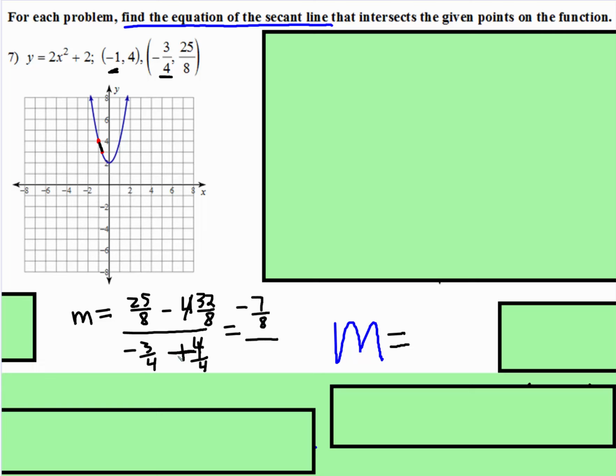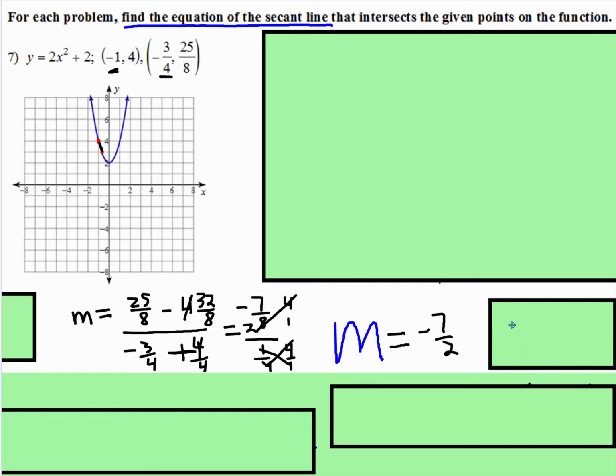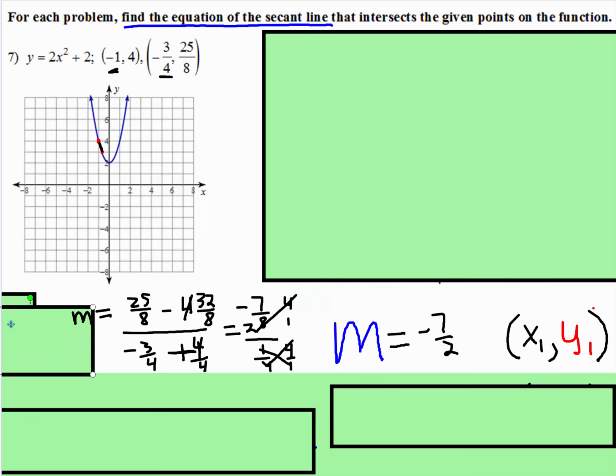And down here, -3/4 plus 4/4 is +1/4. Multiply both the numerator and the denominator by 4. Those cancel. That cancels to 2. Slope is -7/2. Boom, we're done with slope. Then you're going to take one of those original points. Well, I'm going to make it easy. I'm going to choose the integers. So I'm going to choose -1, 4.